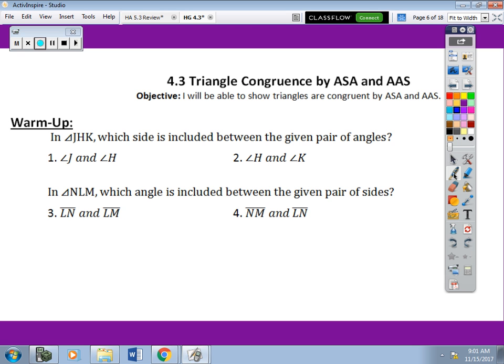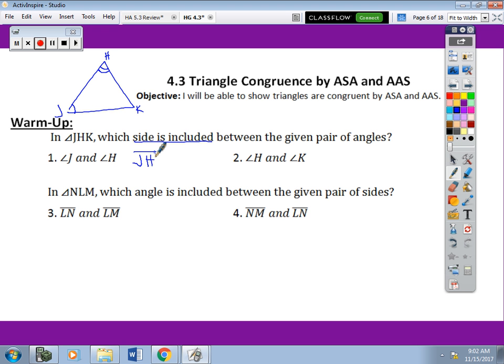Okay, so the warm-up is kind of like those two homework questions that a couple people thought were confusing. In triangle JHK, which side is included between the given pair of angles? So between angle J and angle H, what side, using segment notation, would be included between those? If you need to draw a picture, you can, but you shouldn't have to. Which side is included between angle J and angle H? Maddie? JH. It's the same letters in the problem. Yeah. Or it could be HJ.